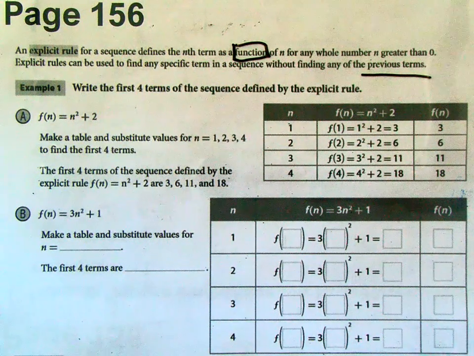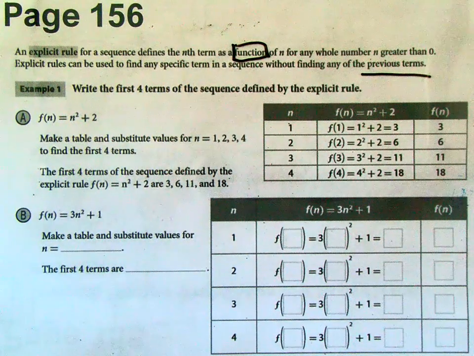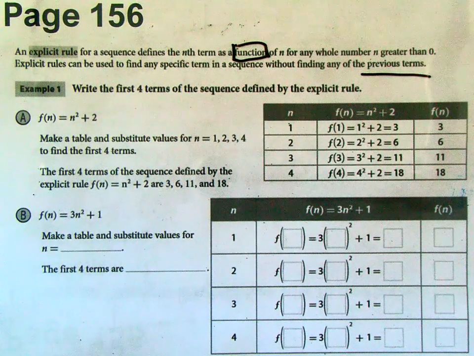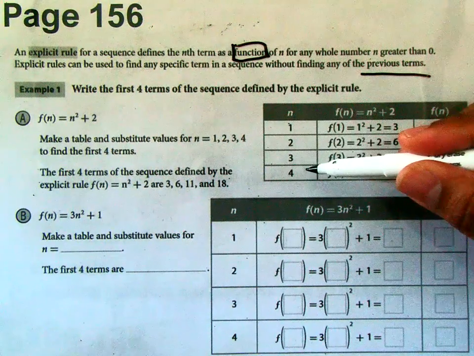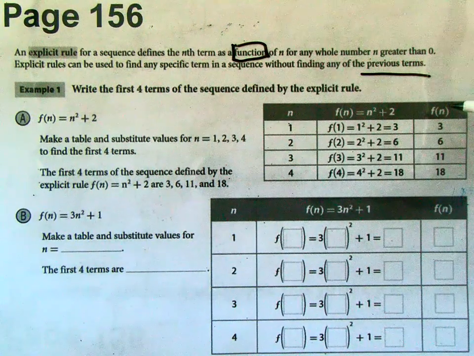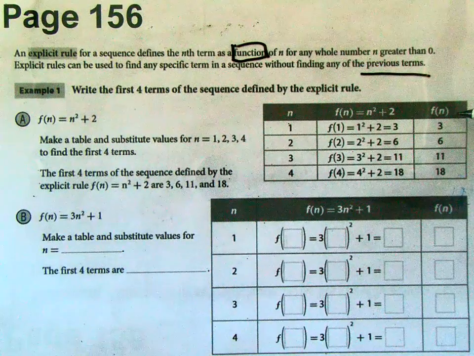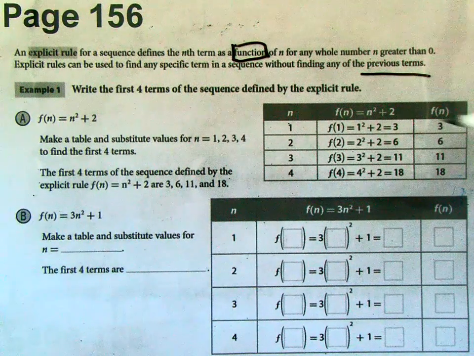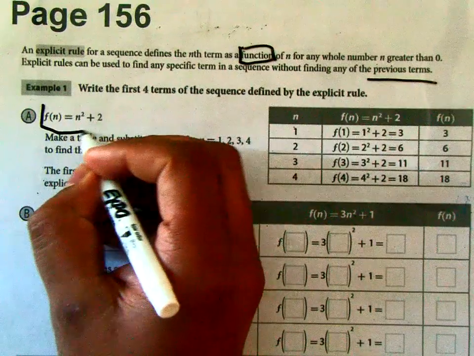So here are two problems. One is worked out and one is halfway worked out. In part A, they have a little table, similar to a T-chart, where n is the number you're putting in, whichever term you're on. The middle part is you working out your function. At the end, you get your f of n, what comes out when you work that function. So they plugged in 1, 2, 3, and 4 into this function.